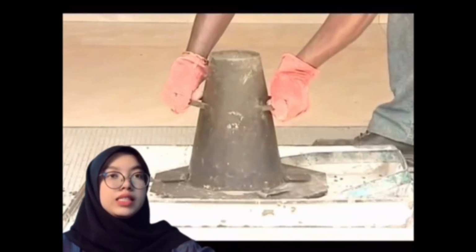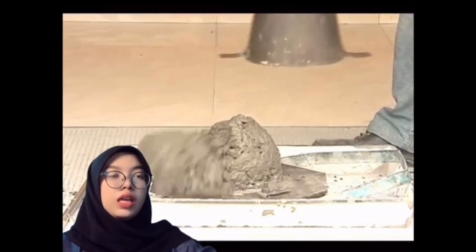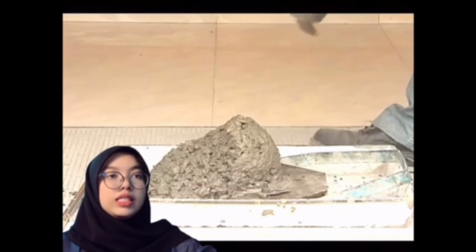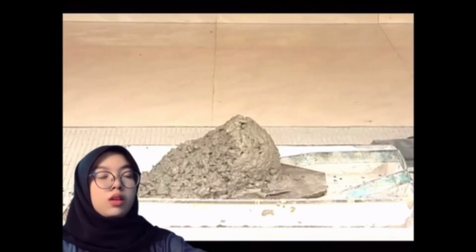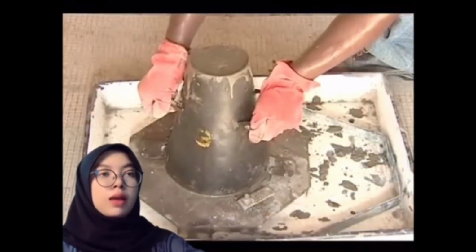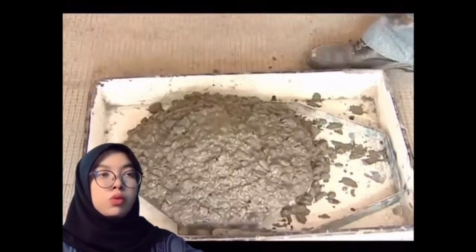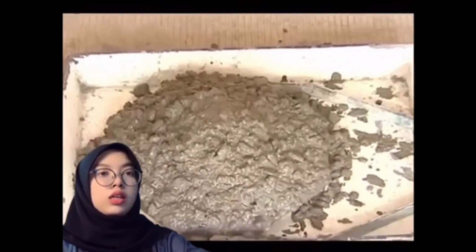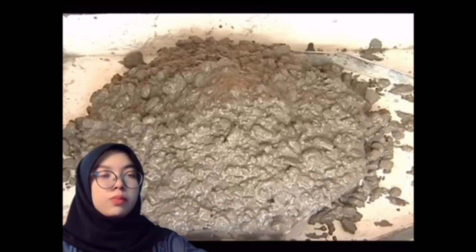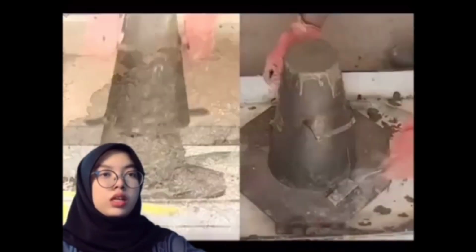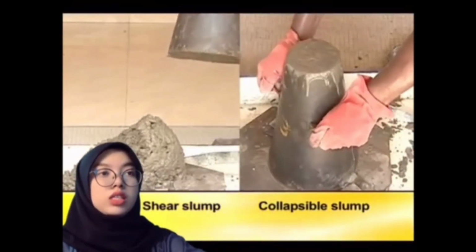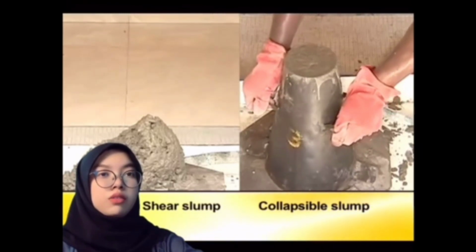In harsh mixes, the concrete slides down in an inclined plane. This is known as shear slump. In collapse slump, the concrete collapses as soon as the cone is removed. It usually occurs in very wet mixes. Concrete demonstrating a collapse slump is considered unsatisfactory.